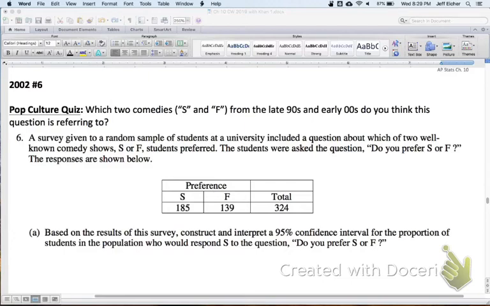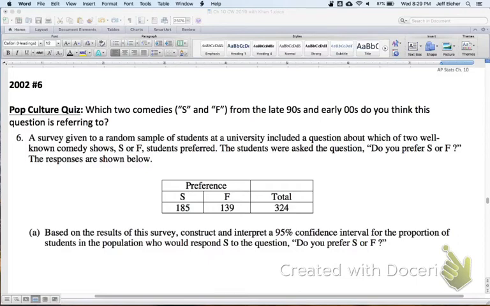Let's look at this last one. 2002, number 6, which says a survey given to a random sample of students at a university included a question about which of two well-known comedy shows, S or F, students preferred. The students were asked the question, do you prefer S or F? The responses are shown below.